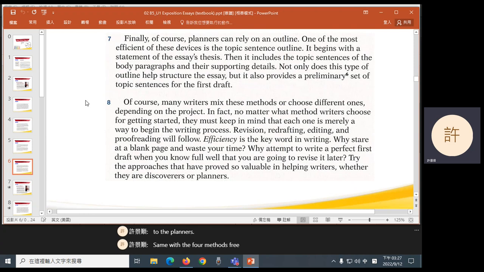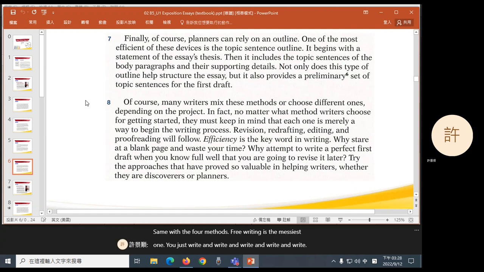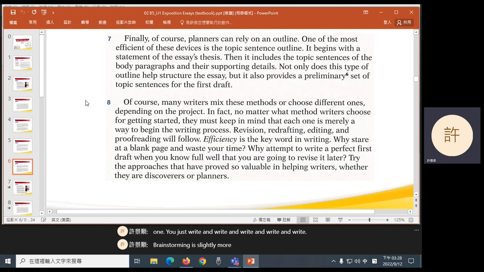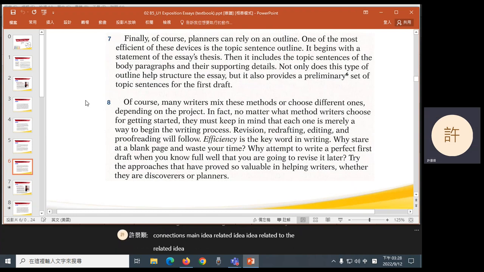Free writing is the messiest one. You just write and write and write. Brainstorming is slightly more organized because you already divide your words into ideas. First idea, second idea, third idea, fourth idea. Clustering is even more organized. Instead of a list, you have connections. Main idea, related idea, idea related to the related idea, and you have a picture of relations and importance.